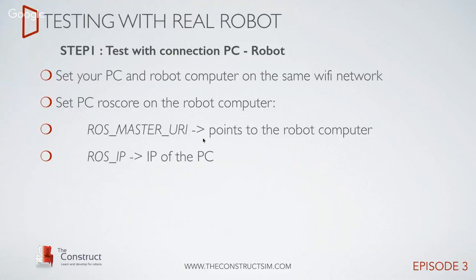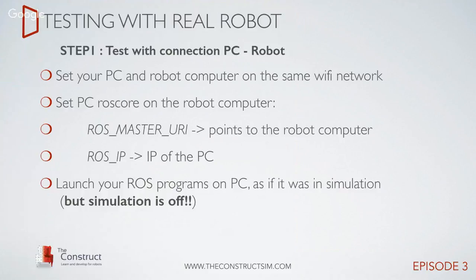So let's move forward. We are testing the connection of the PC with the robot. First, you put both on the same Wi-Fi. Then you set the ROS core of the PC to point to the ROS core that is on the robot computer by doing these tasks. Then you launch your ROS programs on the PC, as you were doing in the simulation. The simulation now is off, okay? Forget about the simulation. We don't need the simulation anymore right now.